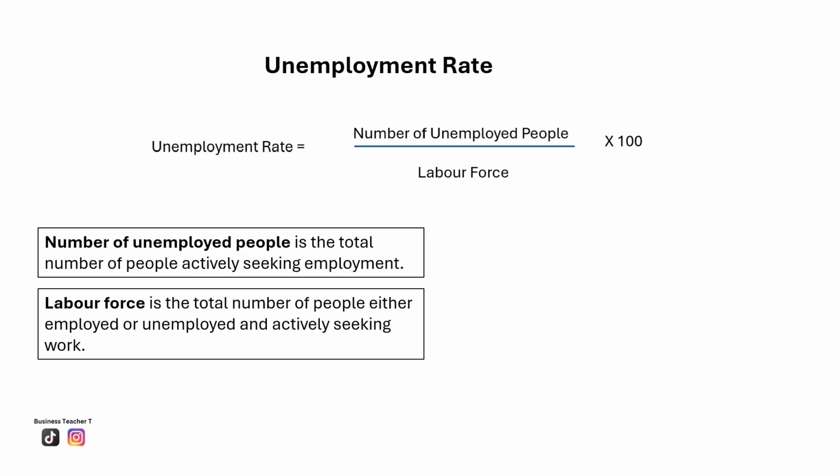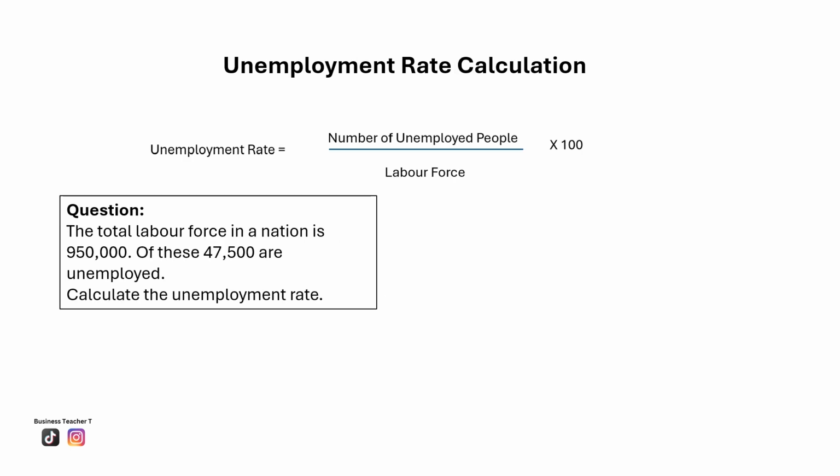In order to calculate the unemployment rate, you take the number of unemployed people, which is the total number of people actively seeking employment, and you divide that by the labour force, which is the total number of people either employed or unemployed and actively seeking work, and you times that by 100. Let's take a look at an unemployment rate calculation.